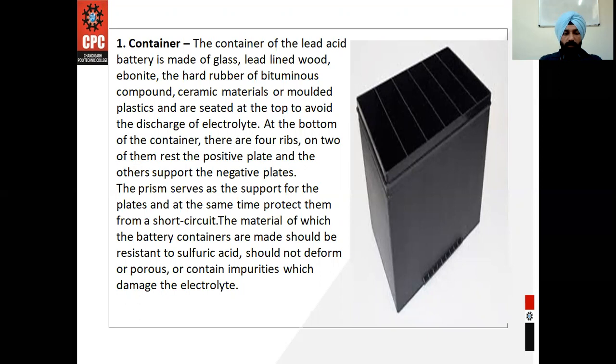The material of which the battery containers are made should be resistant to sulfuric acid, and should not warp or contain impurities which damage the electrolyte.